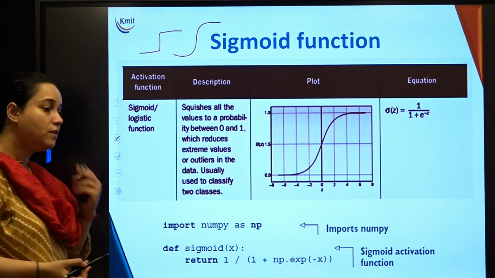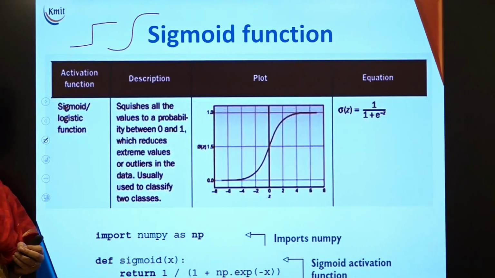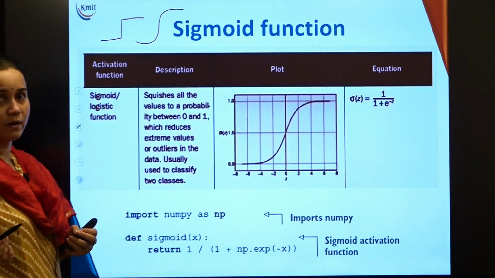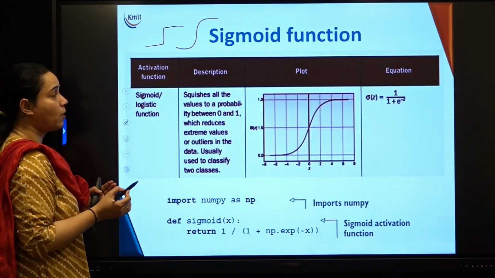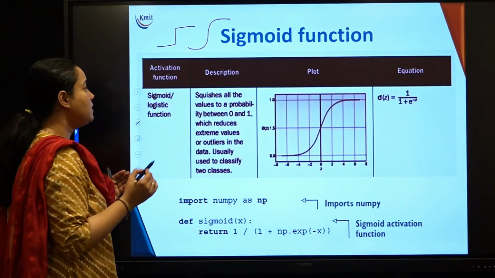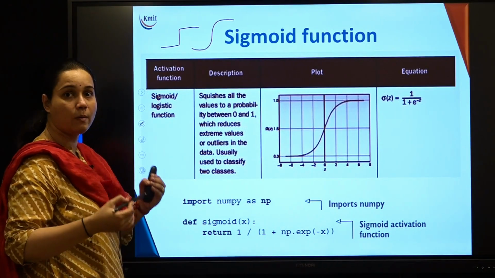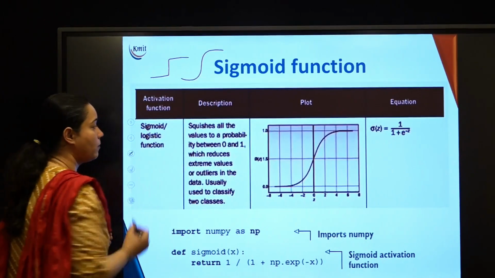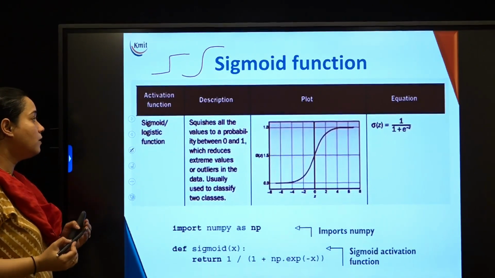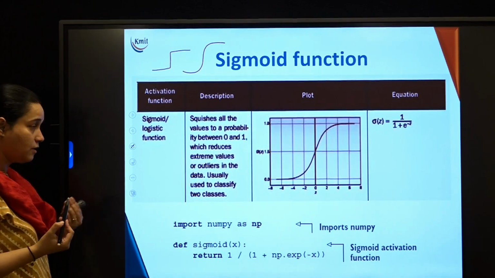So what is the difference between now the step function and this function is, step function abruptly gives you the value of 0 or 1, whereas the sigmoidal function, it is going to squish all the values of probability between 0 and 1. That means what is the probability of the value being 1, what is the probability of value being 0. That's how it is not so abrupt when you plot it. Okay, so it reduces the extreme values or outliers in a particular data, and it is obviously useful in a binary classification.